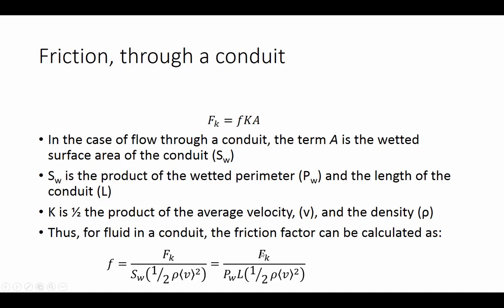So we consider the kinetic force, and we can either have the wetted perimeter on the bottom half, or we can have the wetted surface area. Here's the wetted perimeter times length, and here's the wetted surface area right here. And then this whole 1/2 ρV squared is actually the K term that we saw in our original equation. And this is all solved for F, the Fanning friction factor.